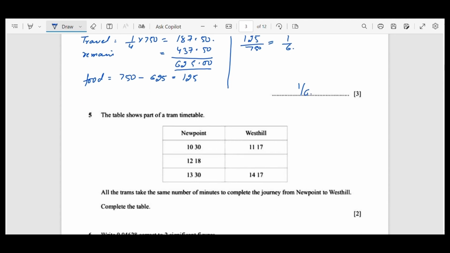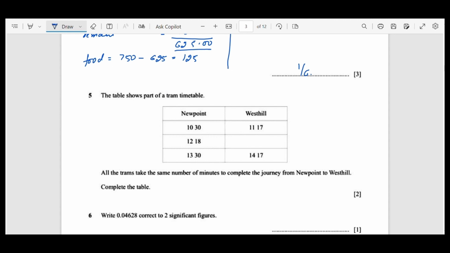Next, question number 5. The table shows part of a tram timetable. All the trams take the same number of minutes to complete the journey from New Point to West Hill. Complete the table. So time taken, this is 30 plus 17, that is 47 minutes. So it takes 47 minutes to complete the journey from New Point.